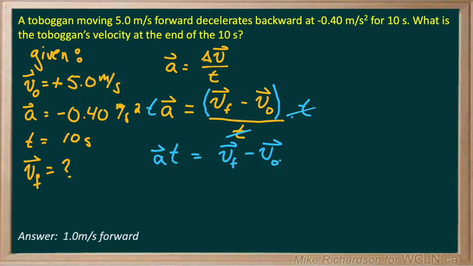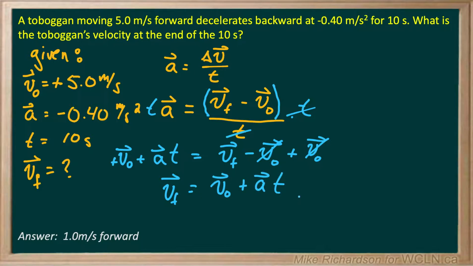To get rid of the V initial, I simply add a V initial to both sides. So plus V initial on the left, negative plus a positive are gone, and I get V final. I'm just going to reverse my equation now. V final equals V initial plus A times T.